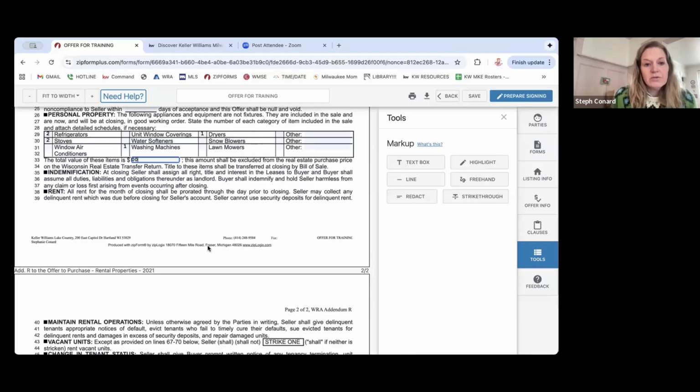Rent. All rent for the month of closing shall be prorated through the day prior to closing. So just like taxes are prorated, just like water bills are prorated, rent is also prorated.